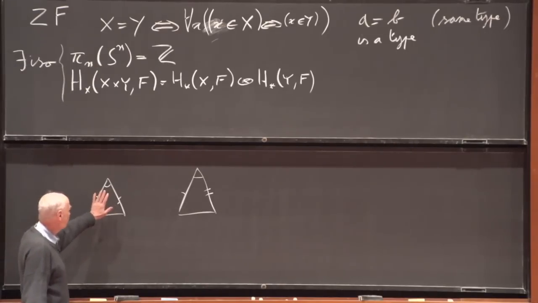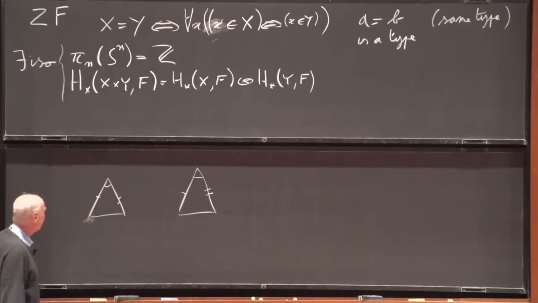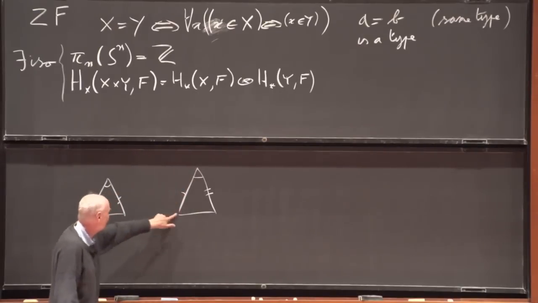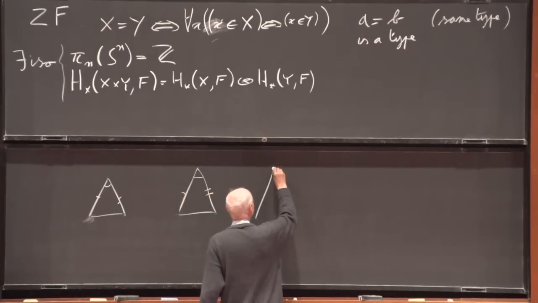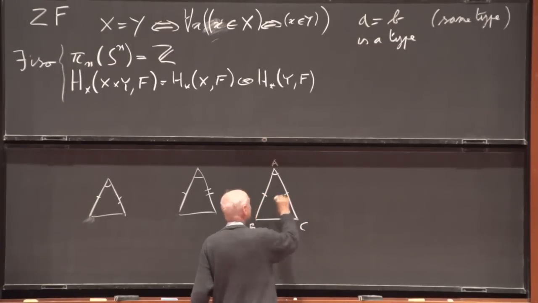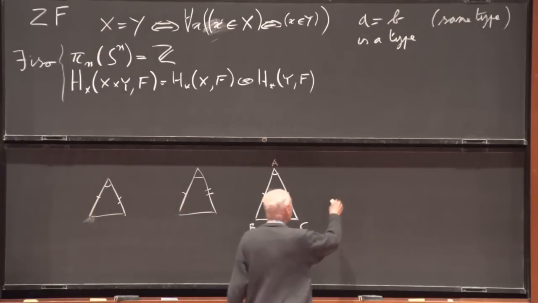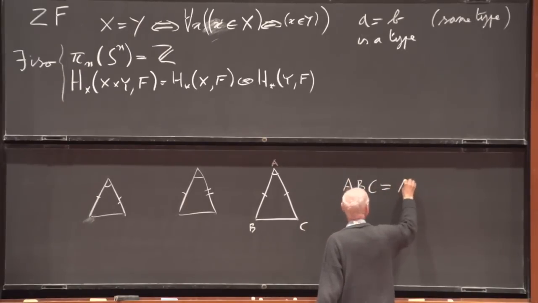You don't just want to know that there is an isometry between the triangles. You want to know that this isometry will carry this point to this point, this point to this point, and this point to this point. And this is a stronger statement. For instance, if you look at a triangle with one angle and two equal sides, you can use the criterion of equality of triangles to write ABC equals ACB.